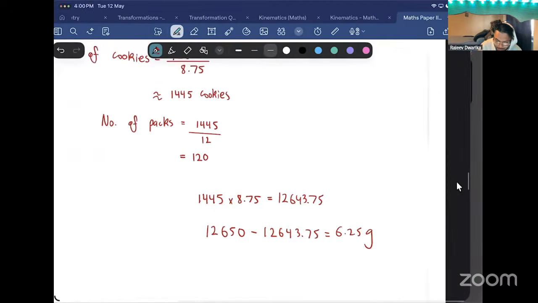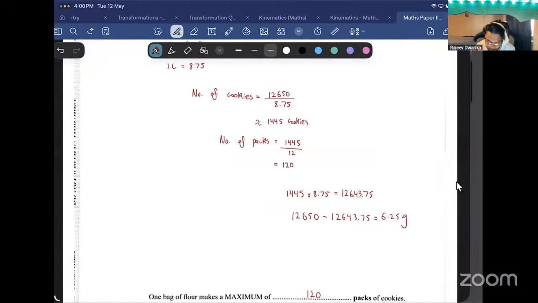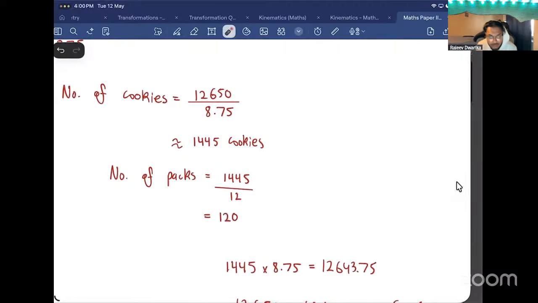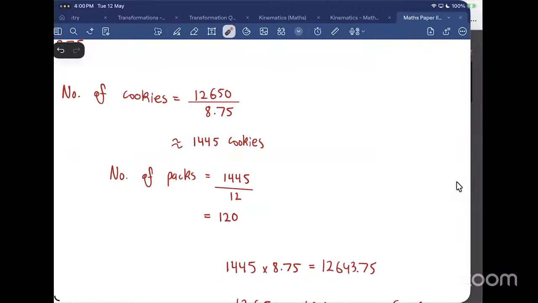But okay, let me try to do it how you all did it, right? So what they're saying, and I'll tell you if the logic is correct or wrong. So what do you all do? You multiply 120 by the 8.75.